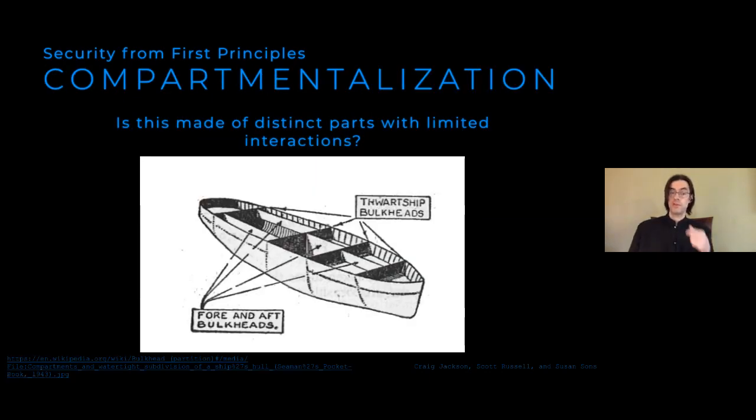Is this made of distinct parts with limited interactions? I want to totally isolate system elements, then enable and control the interactions between those system elements that are essential for their intended purpose. We often think of this in terms of network partitioning, but network partitioning is only one example. It can be kind of leaky if you think about phishing as an attack. But we can also do things like compartmentalize on identity, as with Google's BeyondCorp or elevation of privilege.